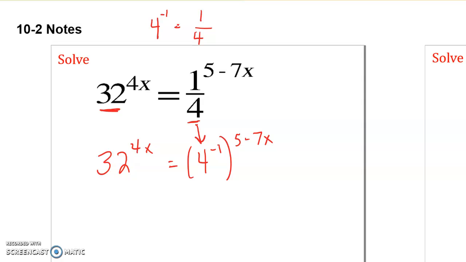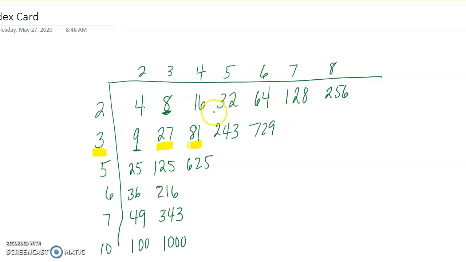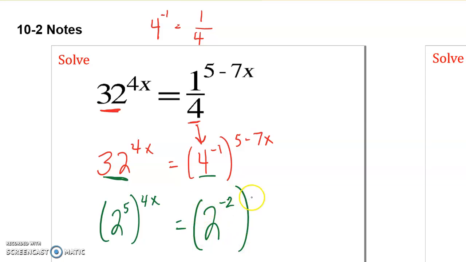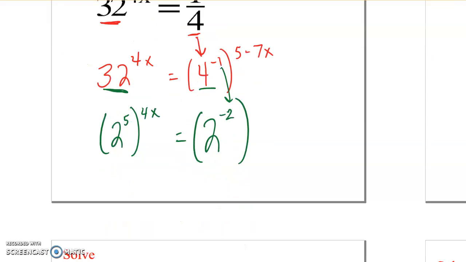So now I have 32 and 4. So if I go to my index card, here's 32, here's 4. Both of them are in the family of 2's. So 2 squared is 4, 2 to the 5th is 32. So now I'm going to write 2 to the 5th, but there's a 4 here. 4 is 2 squared, so it's 2 to the 2nd, but there's a negative 1. So you can't lose that. And then I have 5 minus 7x.